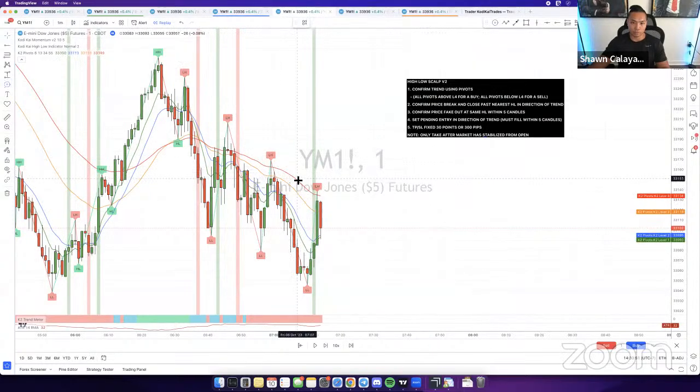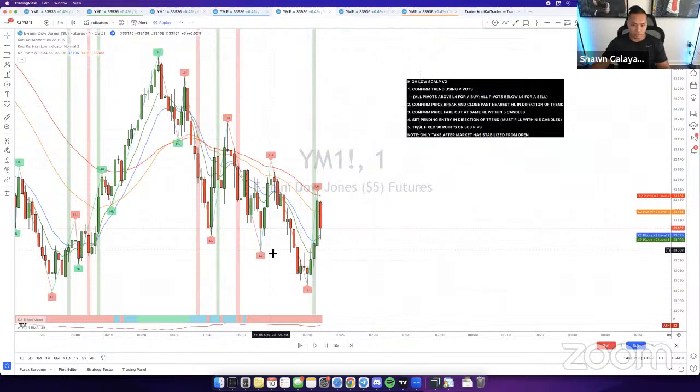You're looking for this red pivot, or level 4, and you want to make sure that all the pivots are below it. So with that said, you can see over here that price is currently bearish, right? Now that you've confirmed that price is bearish, second, you want to confirm price breaking close past the nearest high low in the direction of the trend.